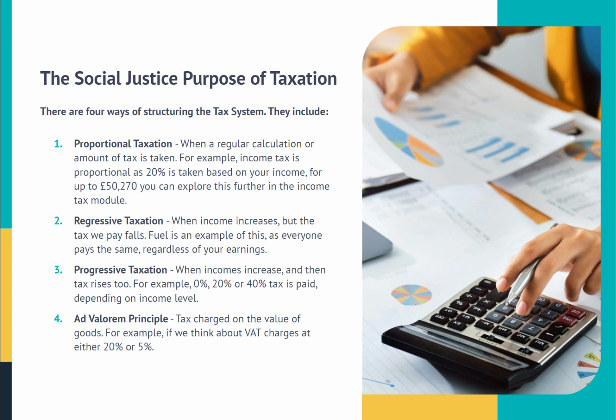2. Regressive taxation. When income increases, but the tax we pay falls. Fuel is an example of this, as everyone pays the same, regardless of your earnings. 3. Progressive taxation. When incomes increase and then tax rises too. For example, 0%, 20%, or 40% tax is paid, depending on income level. 4. Ad valorem principle. Tax charged on the value of goods. For example, if we think about VAT charges at either 20% or 5%.